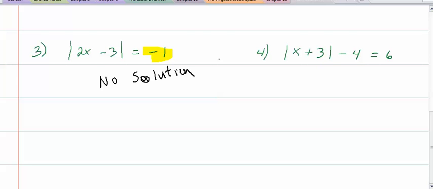Okay, so we're done with that one. Don't have to do any work. We just have to look to make sure that the number that it's equal to is positive, and then you can do the problem. Okay, number 4.